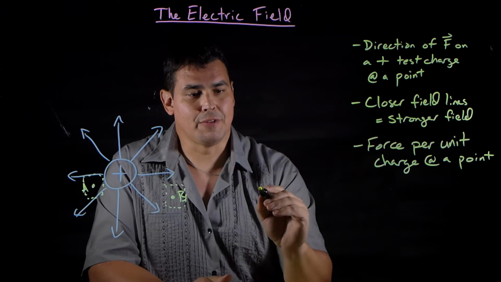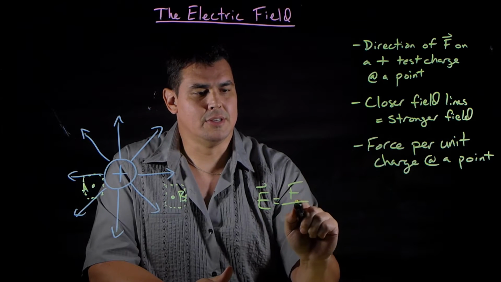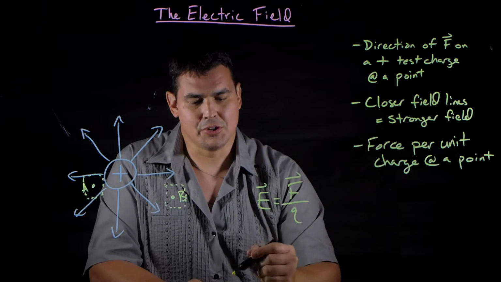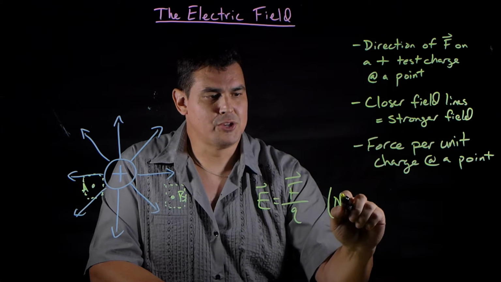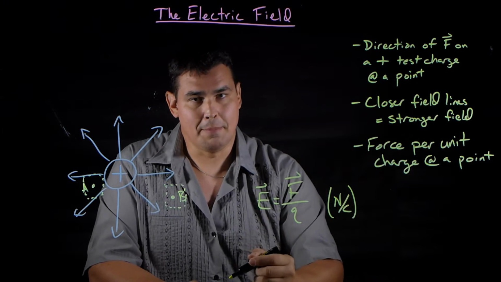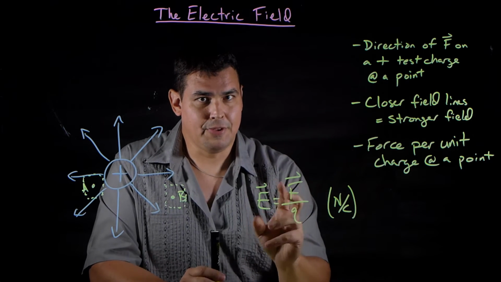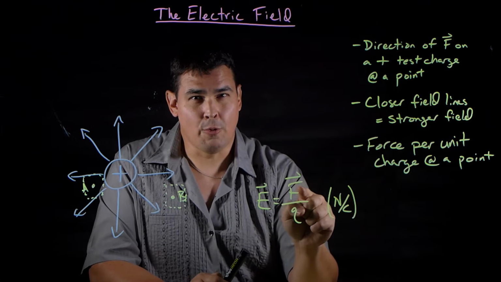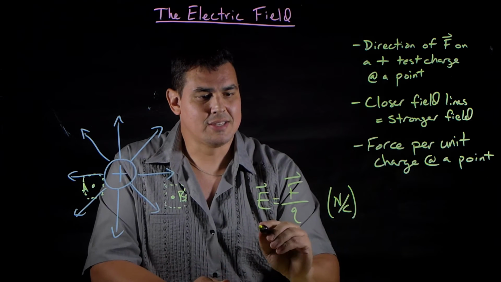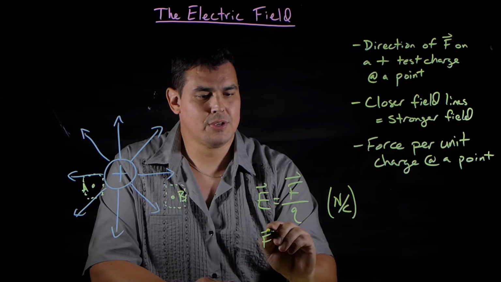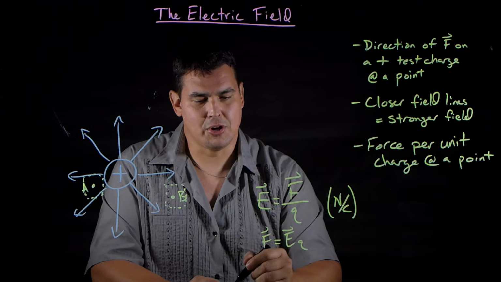And so the equation for that is electric field is force divided by charge. And the units for the electric field, it's measured in newtons per coulomb, right? So if I want to know what force is going to act at a charge I put in the field, I can rearrange this and say that force is equal to the electric field times the charge.